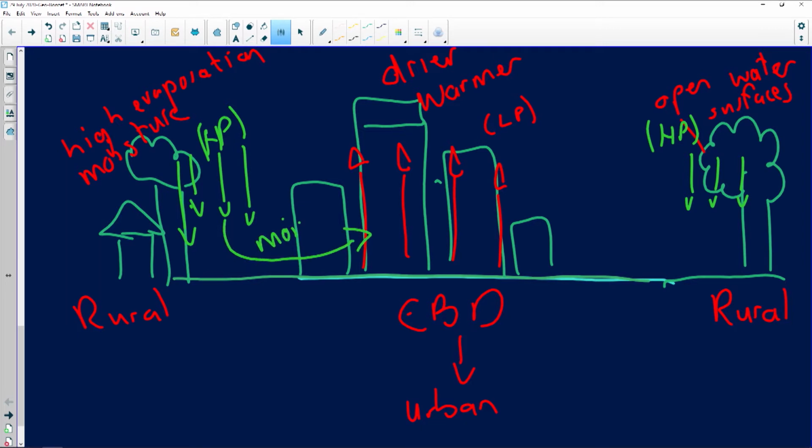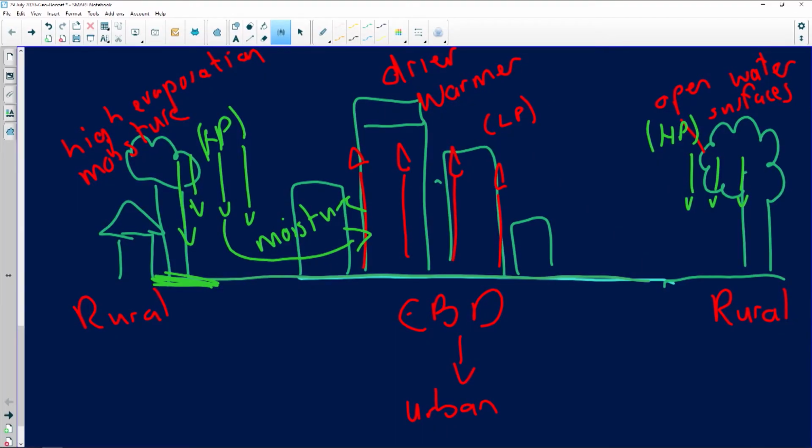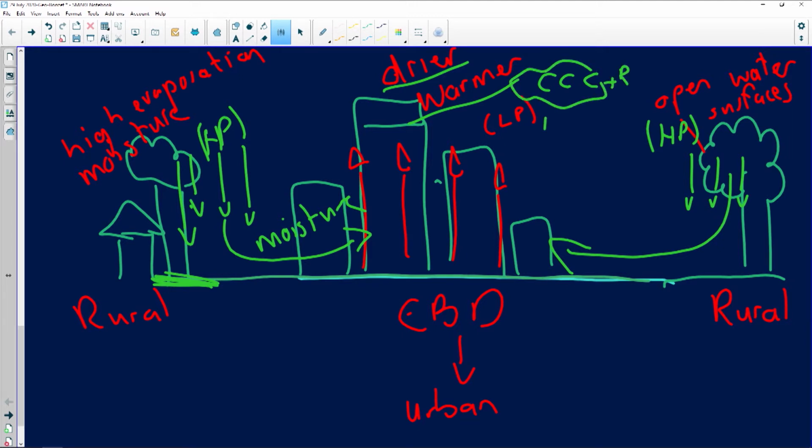Why is it full of more moisture? Because there's vegetation, there are my trees, there's cultivated land, there are open water surfaces. So there's much more moisture content in the air in the rural areas than in the urban areas. Because of the cooler temperatures, this cooler air is getting sucked in by the rising air, the drier, warmer conditions in our urban areas. And what happens? This moisture being sucked in rises, cools, condenses, forms clouds, and we have the possibility of rain.